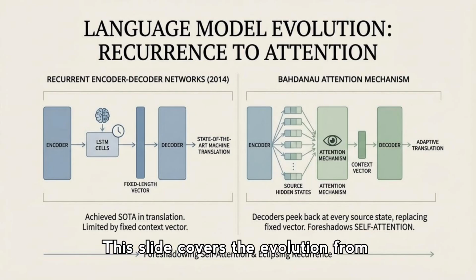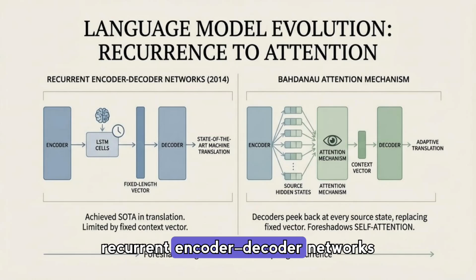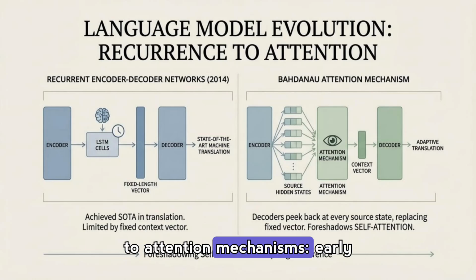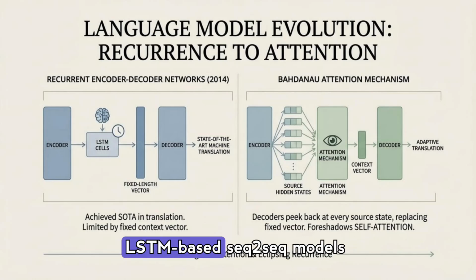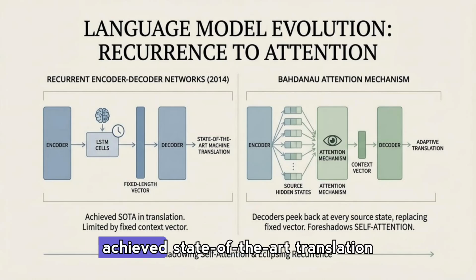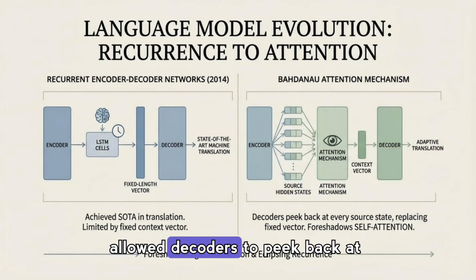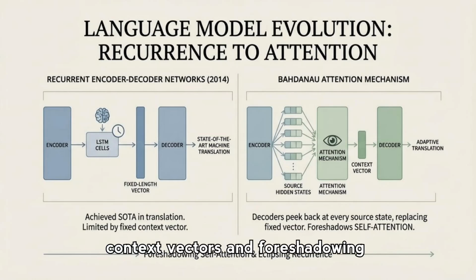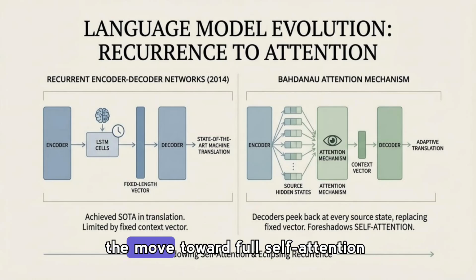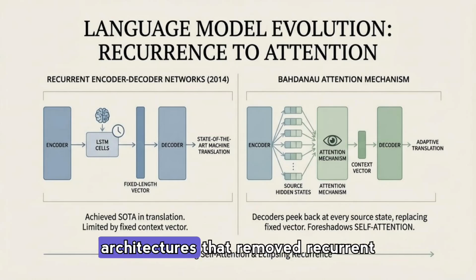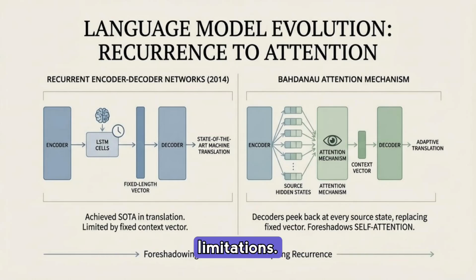This slide covers the evolution from recurrent encoder-decoder networks to attention mechanisms. Early LSTM-based seq-to-seq models achieved state-of-the-art translation but were bottlenecked by a fixed-length context vector, while the Bahdanau attention mechanism allowed decoders to peek back at each source state, creating adaptive context vectors and foreshadowing the move toward full self-attention architectures that removed recurrent limitations.